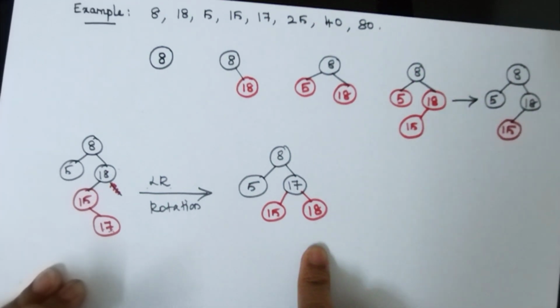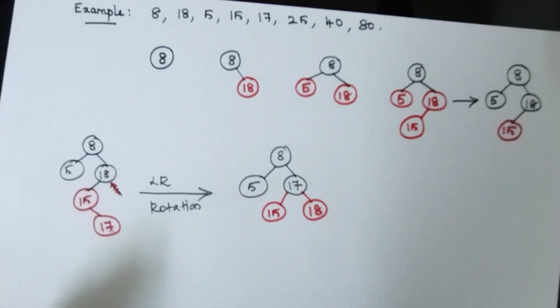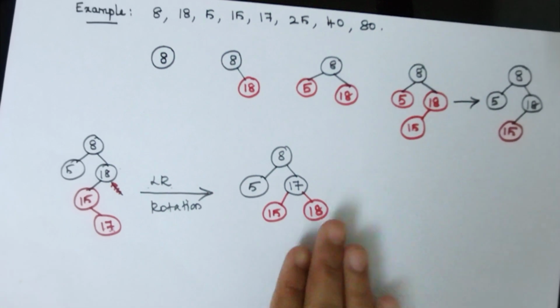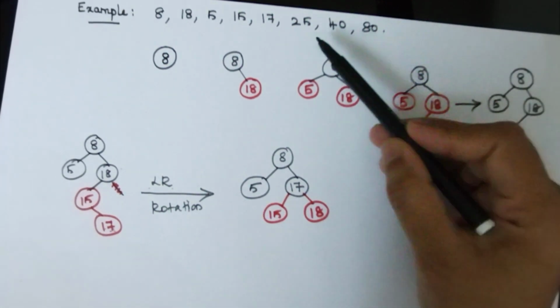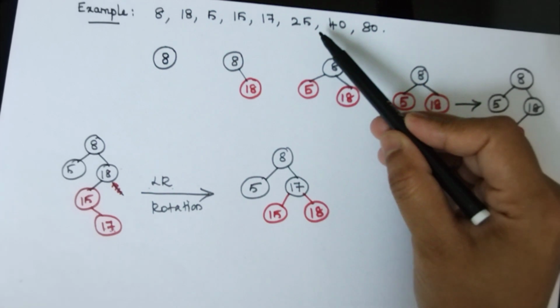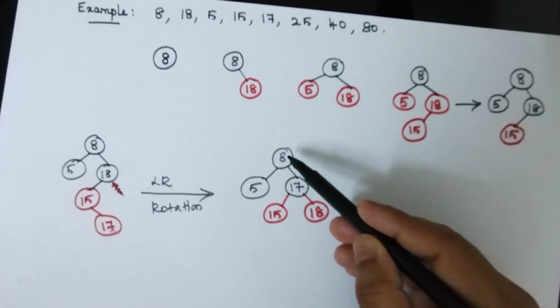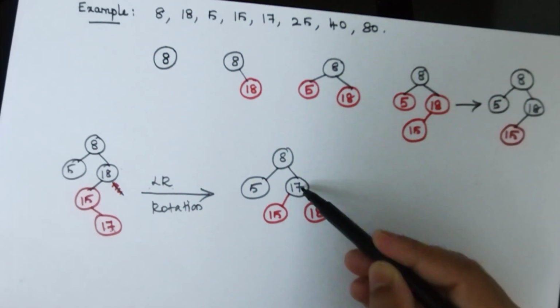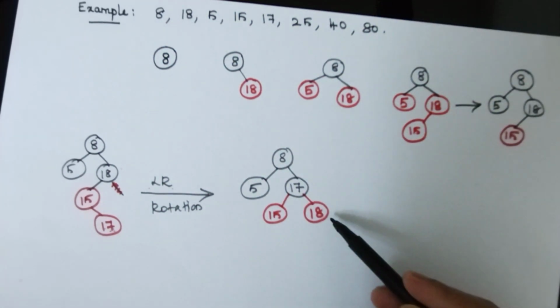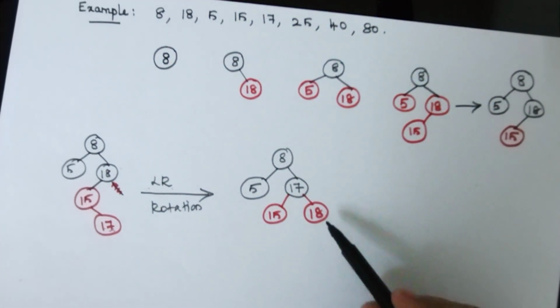Now I inserted 17 and there is no problem with this insertion. Now the tree is balanced. Now what is the next value I need to insert? I need to insert 25. So where will 25 get inserted? Again compare it with the root 8. 25 is greater, go to the right side. Compare it with 17. Again 25 is greater, go to the right side. Again compare it with 18. 25 is greater, so move to the right side. The right side is empty, so you can place 25 to the right of 18.